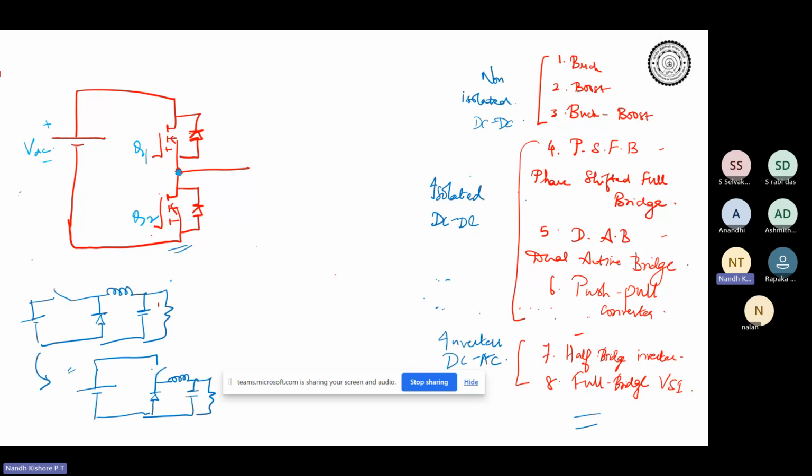You have the same MOSFET over here. This diode can also be realized with a MOSFET, because the MOSFET has an anti-parallel diode anyway. And then you have the inductor. So this is your buck converter. Essentially, the buck converter is again made up of a half bridge circuit.